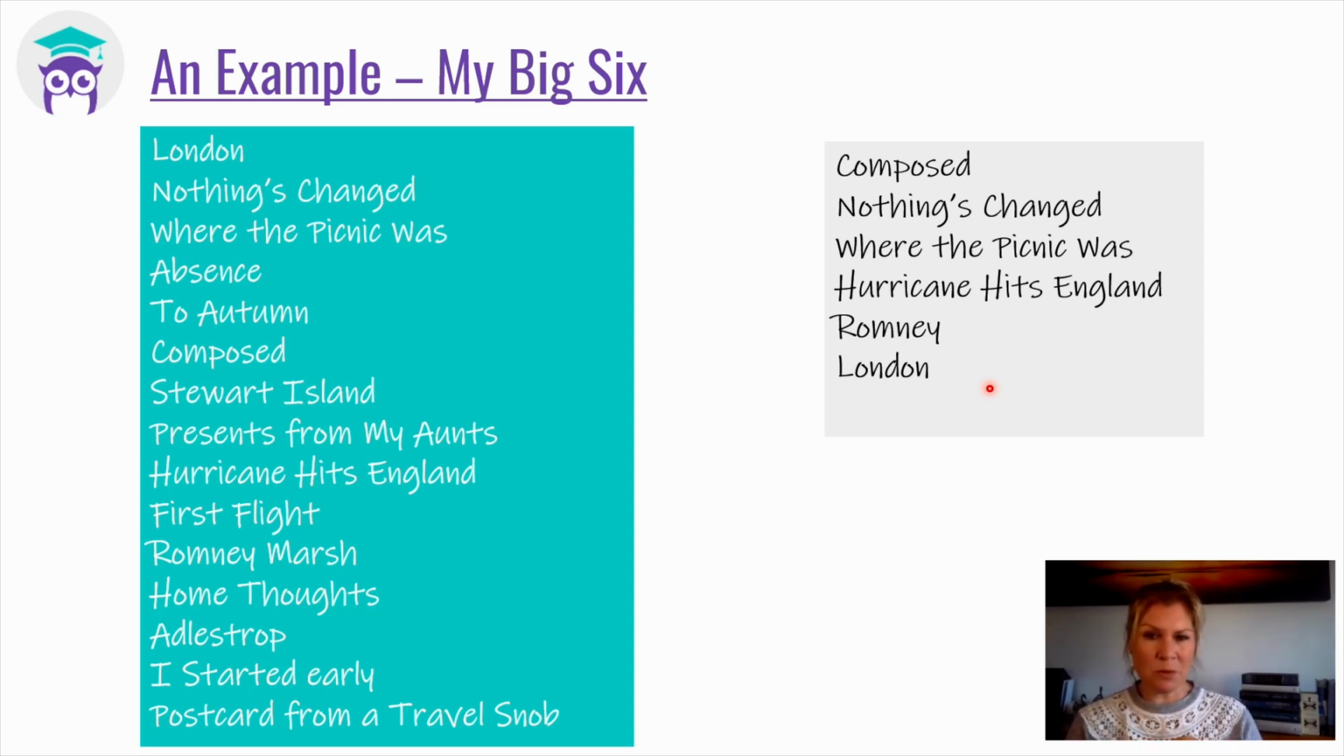Now, there are other poems in the collection that I love. So, for example, one of my favourite poems is I Started Early, Took My Dog. But I don't think it goes with masses of things. So I've not put that in my big six because I don't think it's the most helpful poem. So once you've secured what you think is your big six, which is going on gut and thinking about where all the connections are, you then have to test yourself.